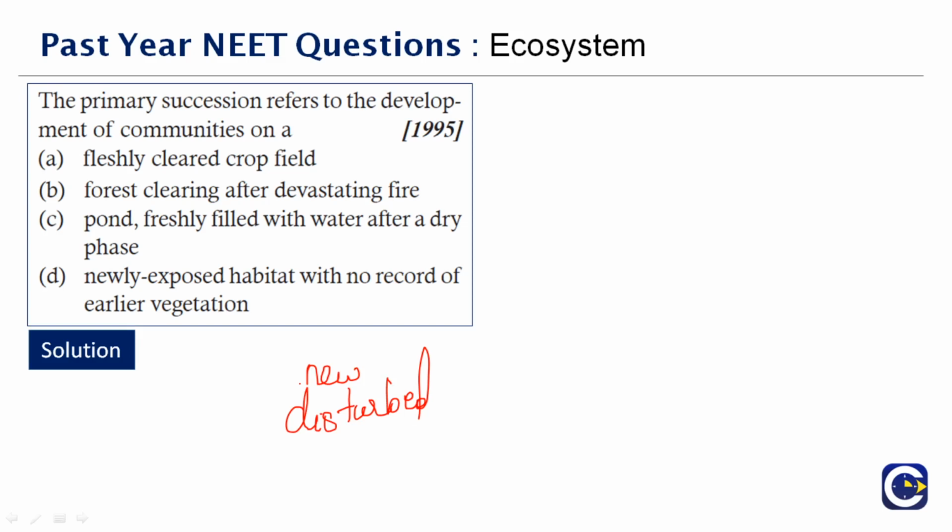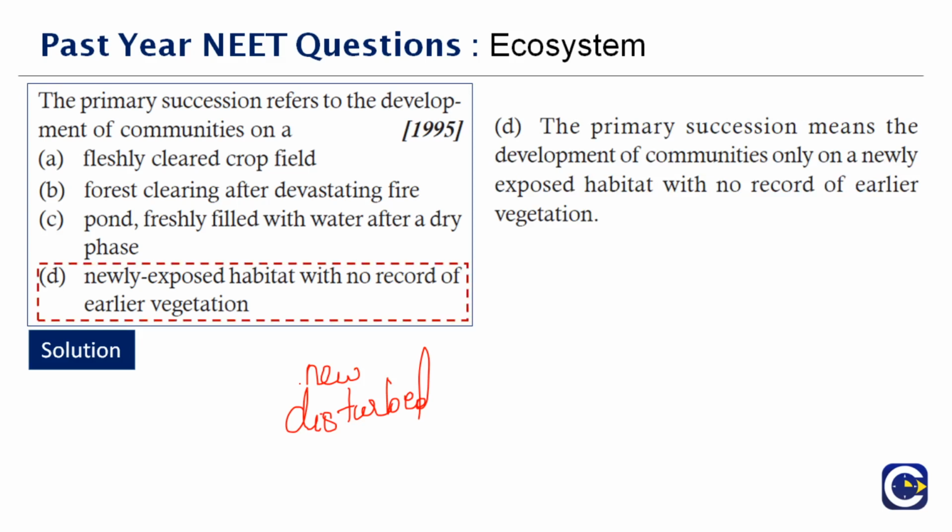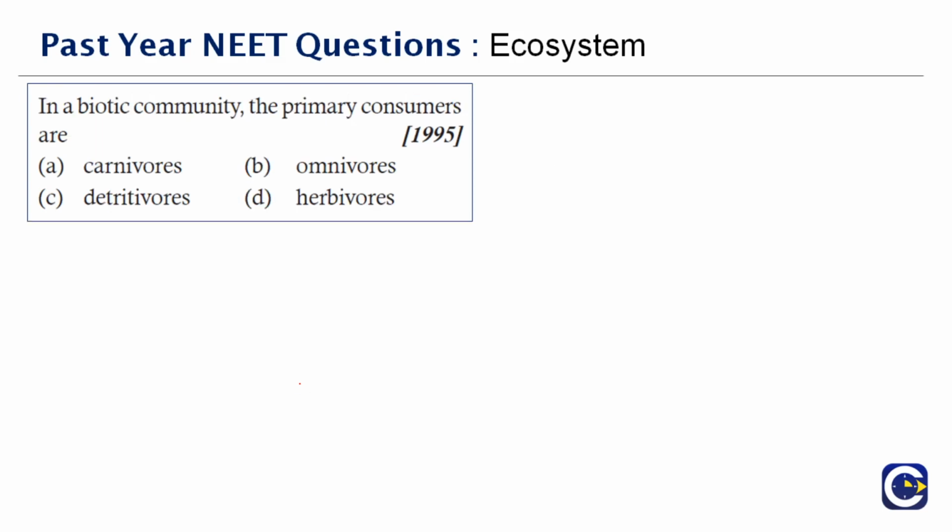An example of primary succession includes the formation of new islands, new volcanic rocks, or land formed with glacial retreats. All these are examples. Therefore, the correct answer to this question is option D, newly exposed habitat with no record of earlier vegetation. Let's move to the next question here.